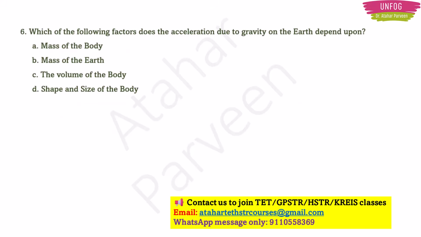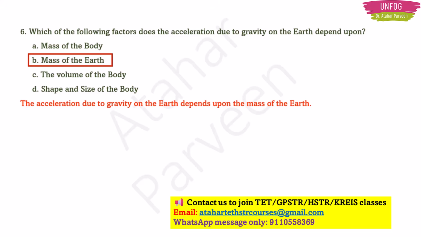Next question. Which of the following factors does the acceleration due to gravity on the earth depend upon? Now we know the formula, so we can easily say this answer. The acceleration due to gravity on the earth depends upon the mass of the earth. That's why option B will be the right answer. See, in our formula there is nothing other than mass, right? M1, M2, and we have the distance between the two bodies, which is in the denominator. So you have to think about the mass. Then we are talking about the acceleration due to gravity on the earth, right? On the earth means it should be the mass of the earth.